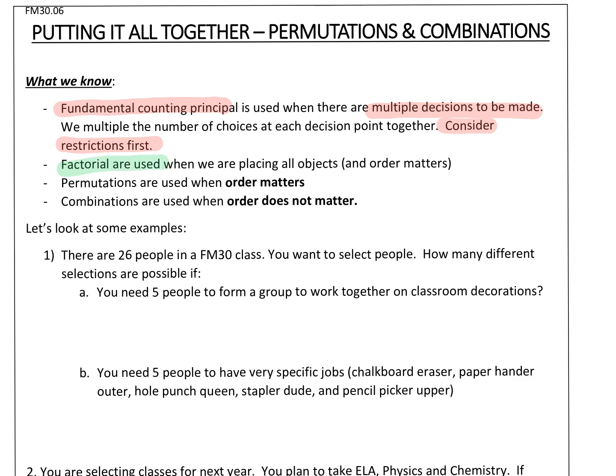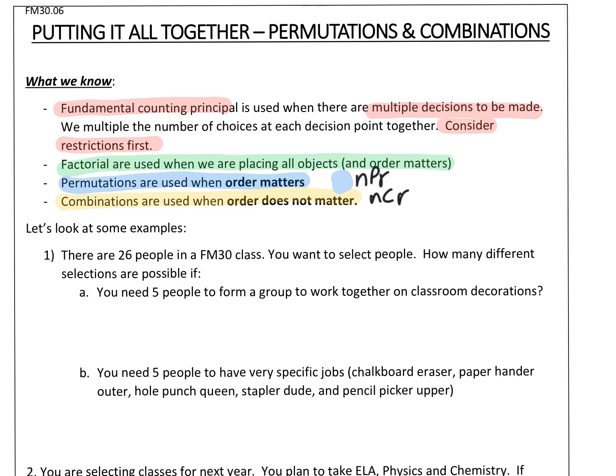Factorials are used when we are placing all objects and order matters. So if I have 7 people and I need to put them in a line, all 7 of them, then I could say 7 factorial. So it's kind of a very specific situation. We use permutations when order matters, and we use combinations when order does not matter. Okay, so permutations, that's nPr, and combinations is nCr.